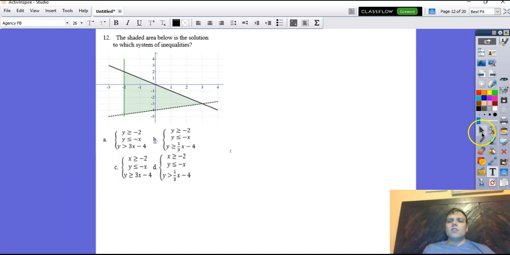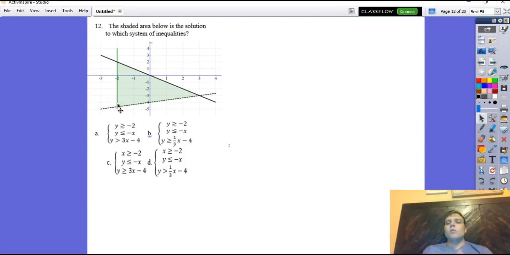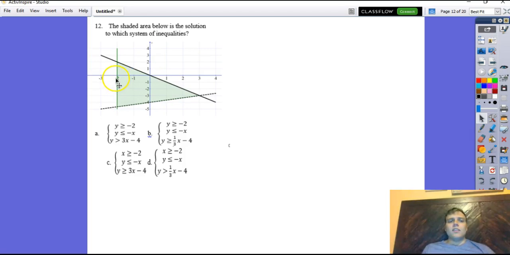Well, first off, look at this green line right here. It's a straight up and down equation. What type of equation goes straight up and down? Is that y equals or x equals? Think carefully. It's an x equals, because this is x equals negative 2. The value of x all along this green line will always be negative 2. So that's why we know it has to be x equals negative 2, but there's some shading involved.